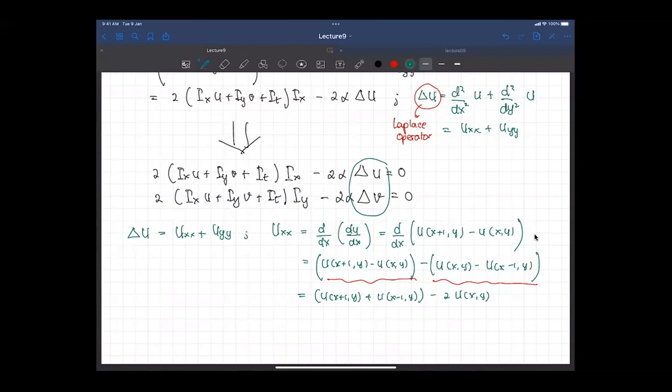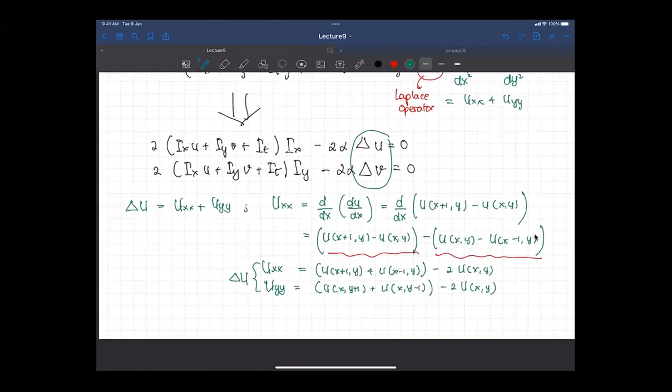That will be u xx. And if you use uyy, then it will be u x y plus 1 plus u x y minus 1 minus 2. Agree? And then we have to sum this. This is the delta u. Delta u is the sum of the uxx and uyy.